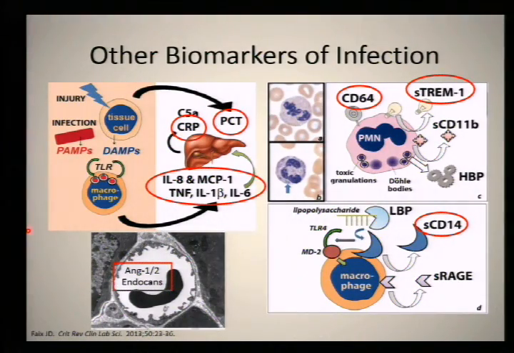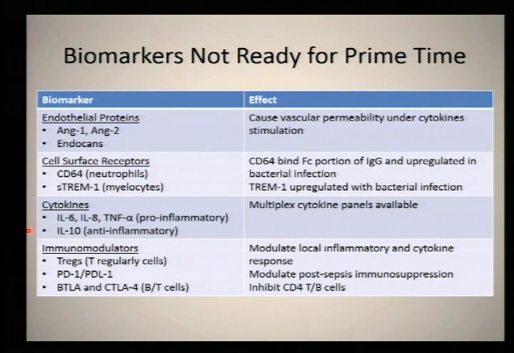These are biomarkers not quite ready for real-time use. So oh boy, if you want to read some crazy physiology, you can go read about all these different biomarkers. Procalcitonin, produced by these tissue cells, CRP from the liver, these are well-defined. So we'll talk a little bit about some of these cytokines. There's vascular endothelial biomarkers like ANG1 and 2 and endokines. There's a variety of receptors like CD64 and soluble TREM1, some other co-receptor things like CD14. These are all sort of in the works.